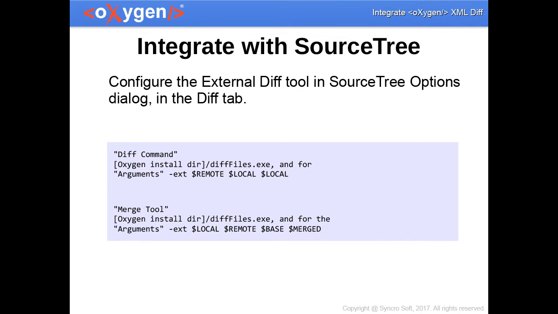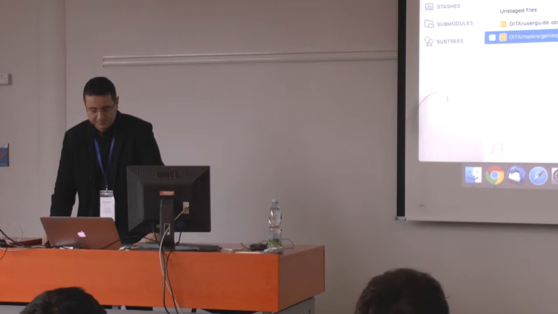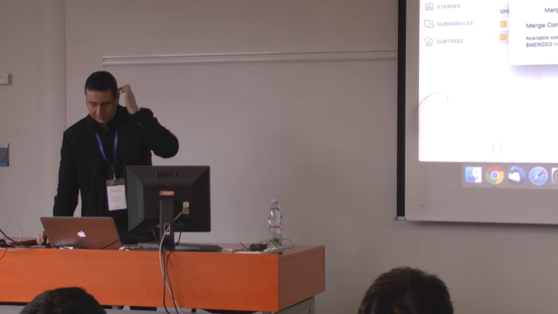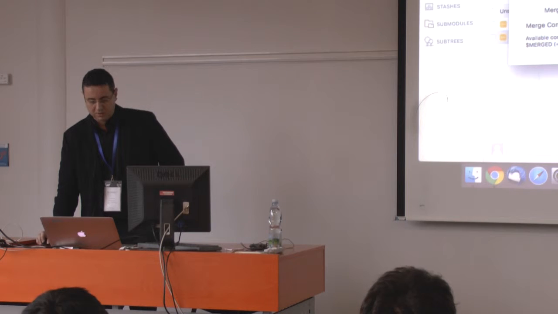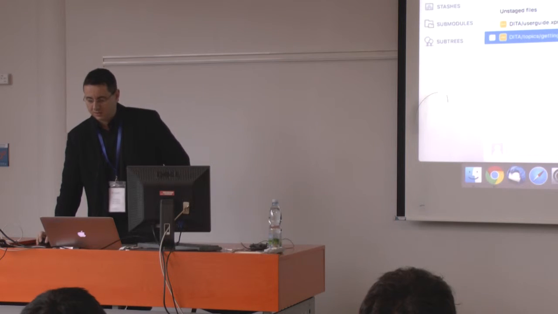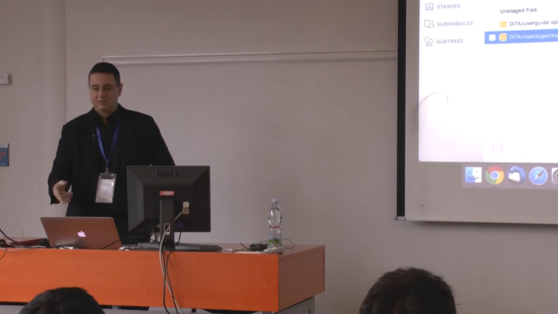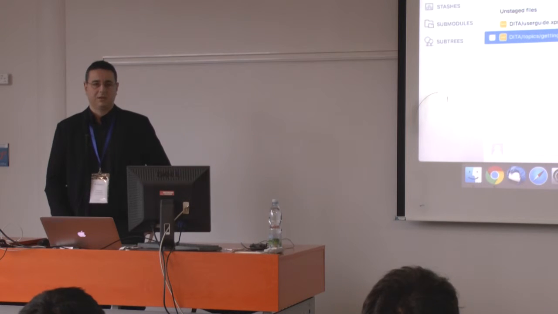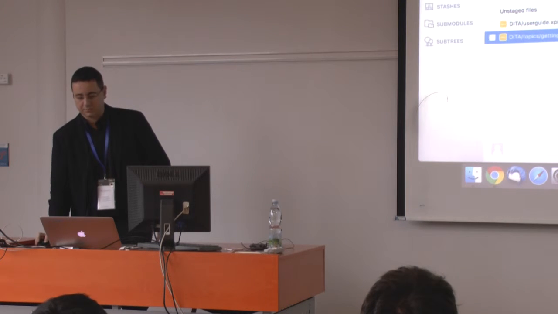And if we go in SourceTree, we have here the preferences, and I already configured this. So I have here a custom tool. I specify that I want to use the diff files tool from oXygen, and I specify the parameters. And also for the merge tool, it's similar. And after you set these parameters here, then you can use the command D to start the external diff tool, or just use the action from this menu.